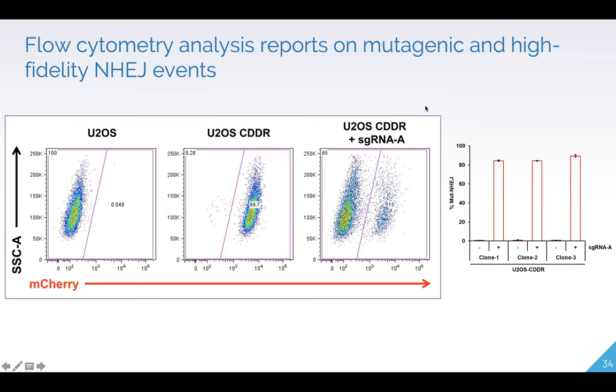If you put in the construct, all the cells are red. If you transfect these cells now with the guide RNA along with Cas9 that targets the first site, then the bulk of the cells shift back to becoming non-red again. And you can quantitate that in different clones. So this is how much mutagenic repair the cells can undergo. About 80% of the cells are undergoing that.